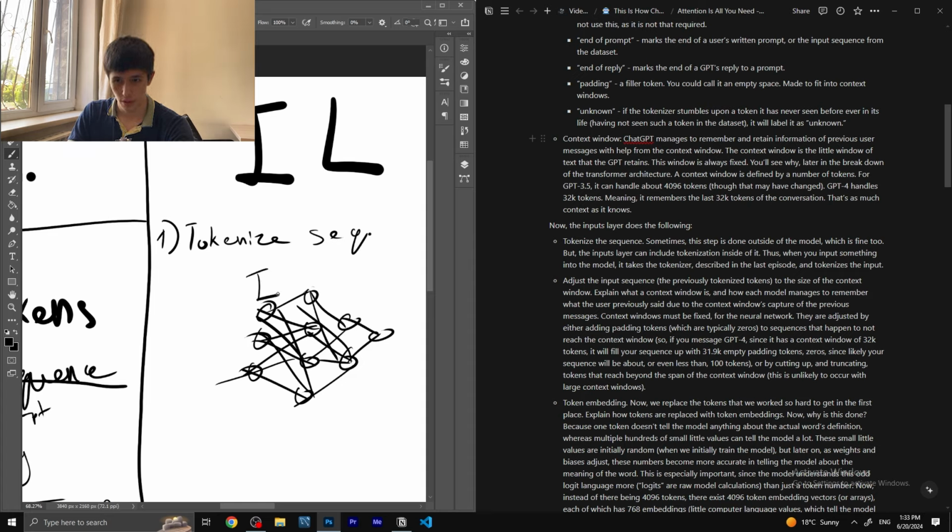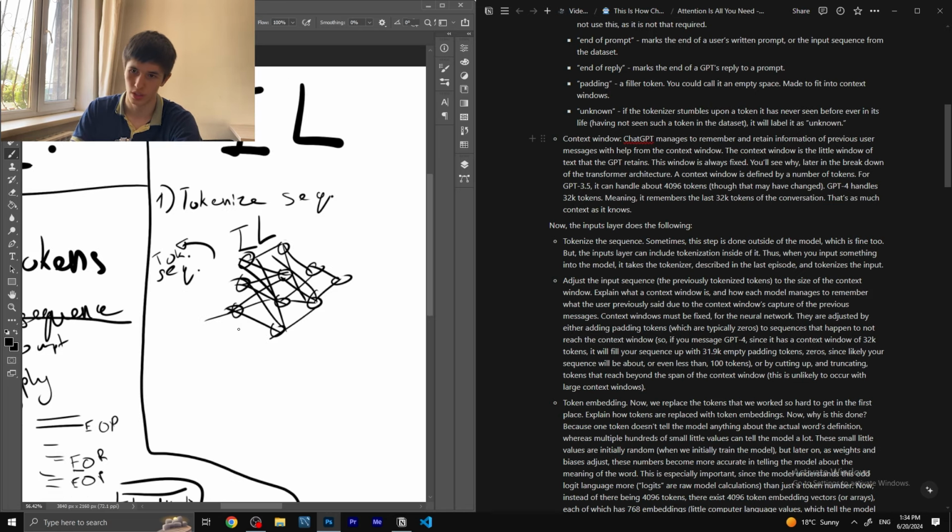This would be the inputs layer. It's part of the neural network, but sometimes you can have it outside of the model, and it's like tokenize sequence. It's over here, right? So essentially, you take the tokenizer and make it transform every word, every hello or whatever, into a number like 63 or something like that. So first of all, it tokenizes the sequence. Sometimes it can be inside, sometimes outside. Usually it's tokenized inside, but you can do it outside as well.